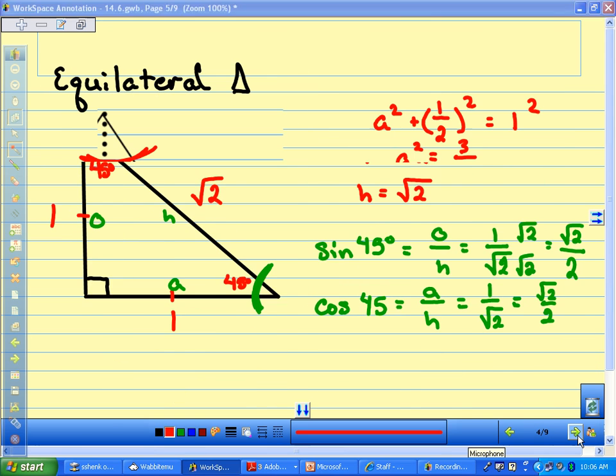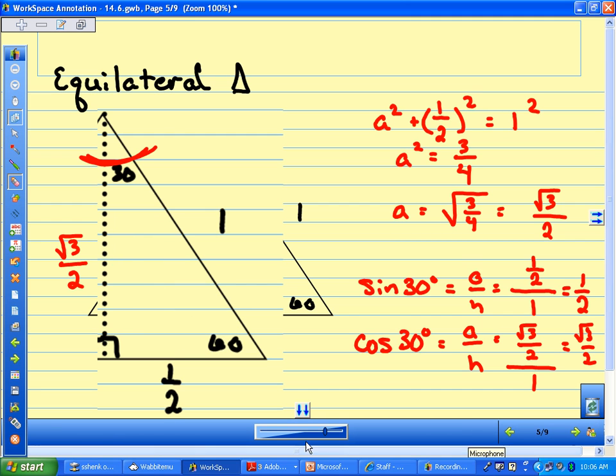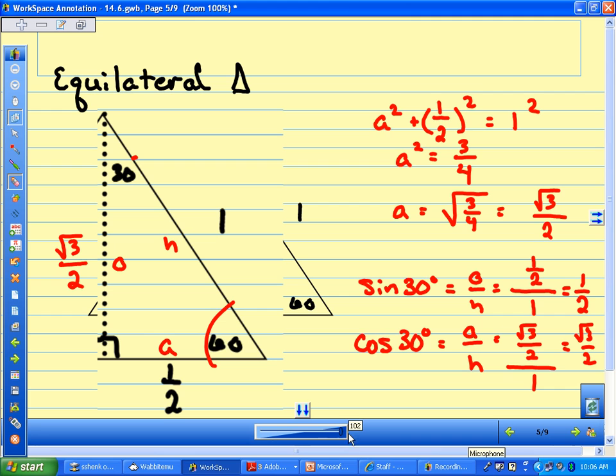Okay, and now with this same triangle, folks, let me erase the reference for the 30 degrees and look at the 60 degree. So now let's look at the 60 degree. Which side is adjacent now? The 1/2 is adjacent, the radical 3 over 2 is opposite, and the hypotenuse is still the 1.